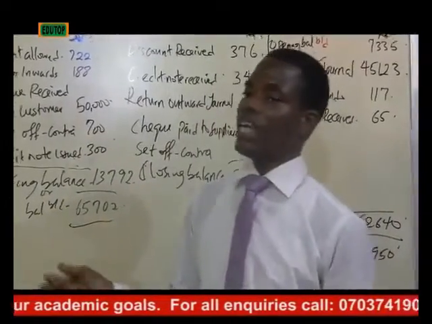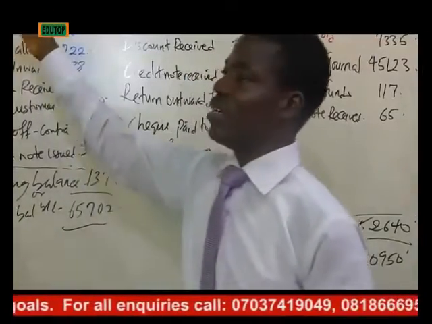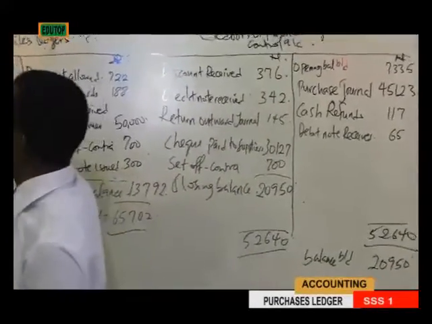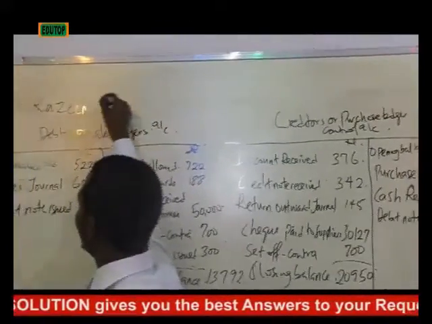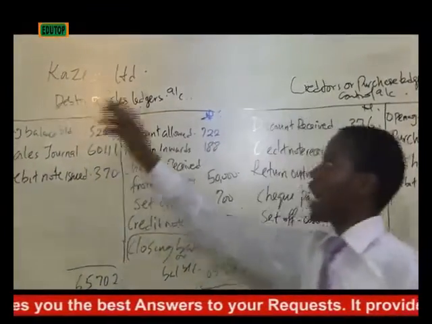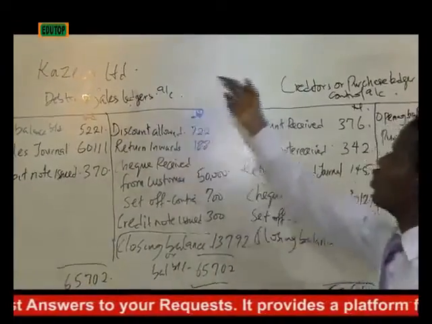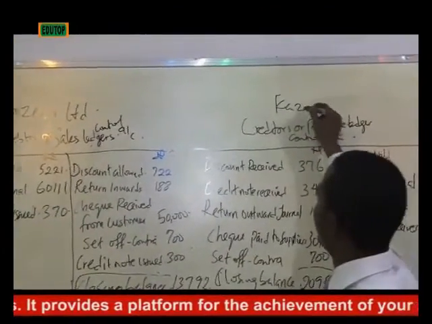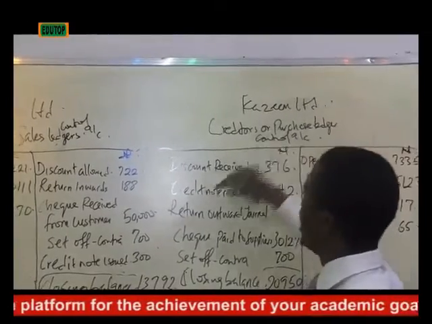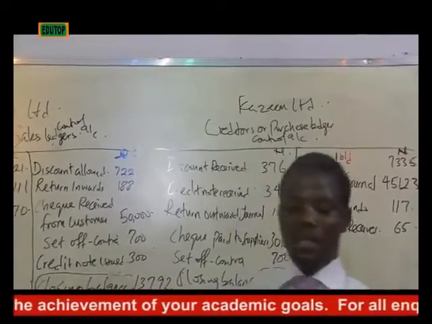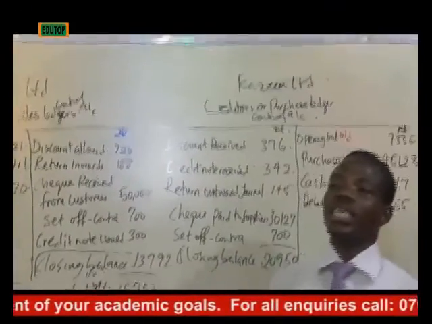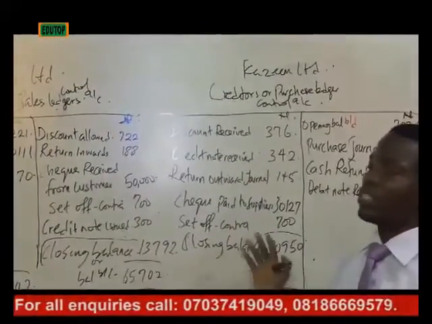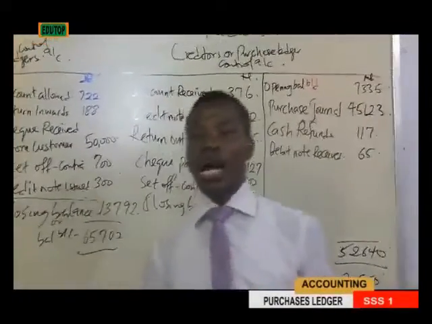And don't forget, if you are given a kind of question like this, it must have a heading. And this heading, the question said, Kazim Limited. So you must put it at the top so that they won't reduce your mark. So Kazim Limited, debtors, sales ledger control account. Then also Kazim Limited, creditors, purchases ledger control account. So when you are preparing an account, you must make sure you write a heading. That also attracts marks at the end of the day. So these are the items you prepare for the debtors and creditors control account.